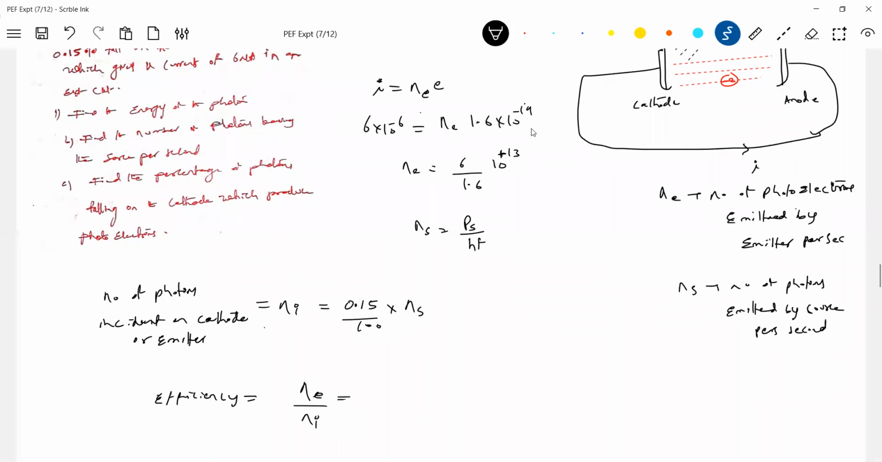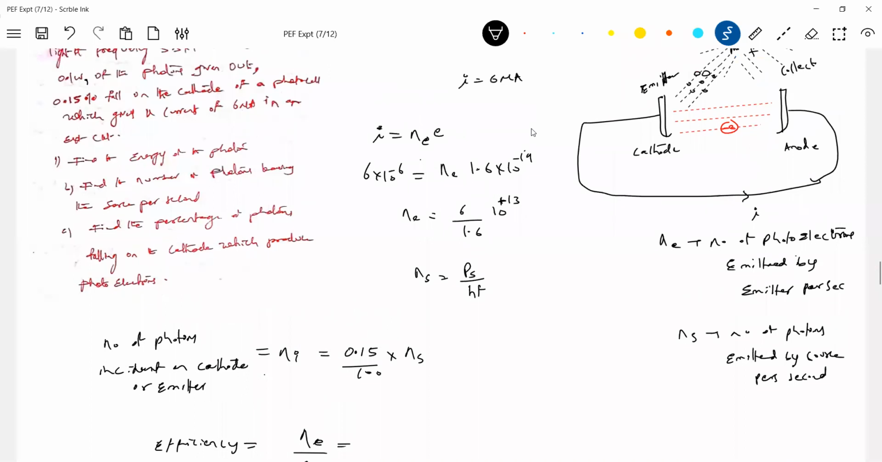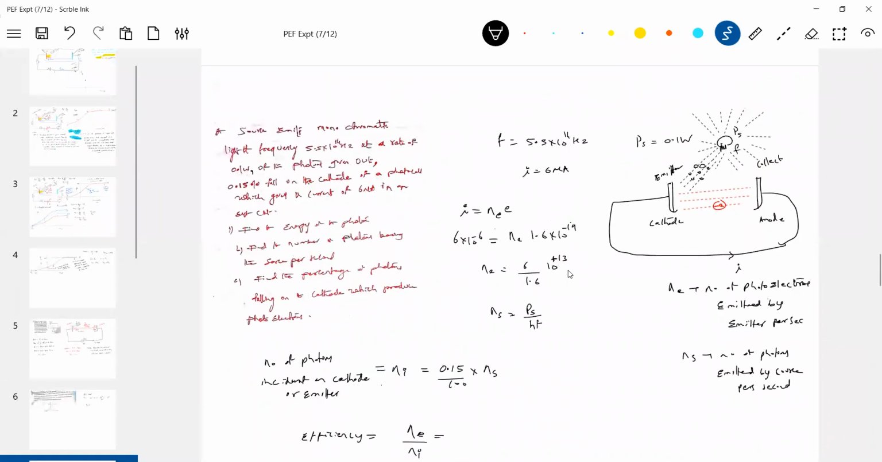A very good problem. It is a very general way of asking, because not all the photons emitted by the source will fall on the cathode. Next, not all the photons falling on the cathode will generate photoelectrons. That's the theoretical idea he has made into a numerical here. And 9% will come as the efficiency. Check it.